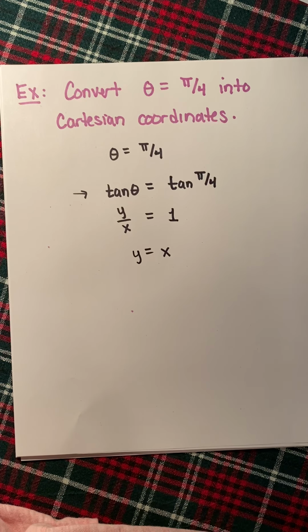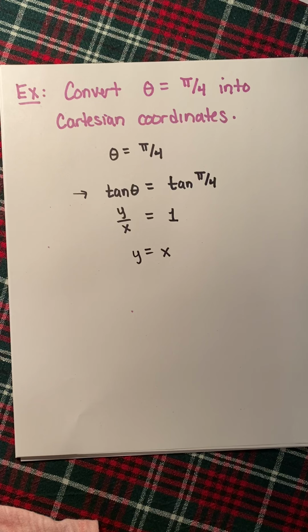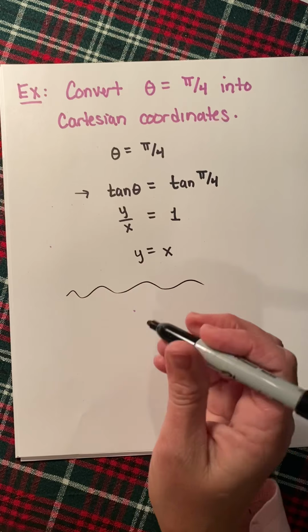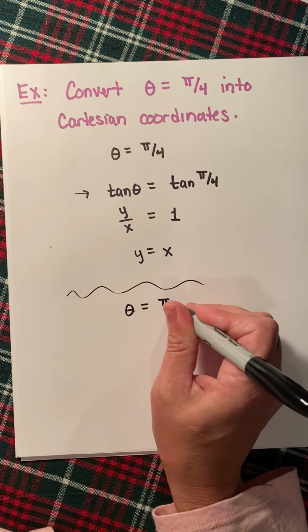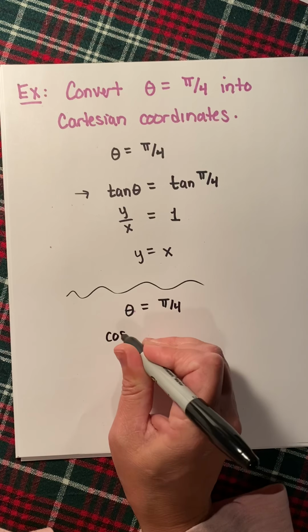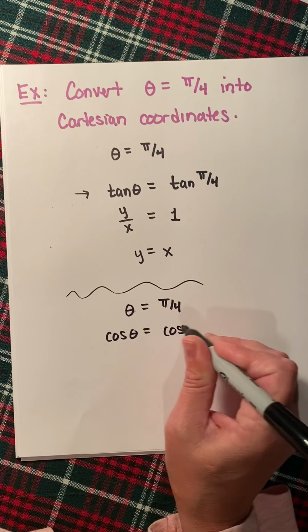That's it. Now, we could have done this with other trig functions, and I tried doing it with them, and let me just show you, it's just not nearly as pretty. If you use other trig functions, it does come out to be the same. So we could do, let's say theta equals pi over 4. We could do the cosine of theta equals the cosine of pi over 4.